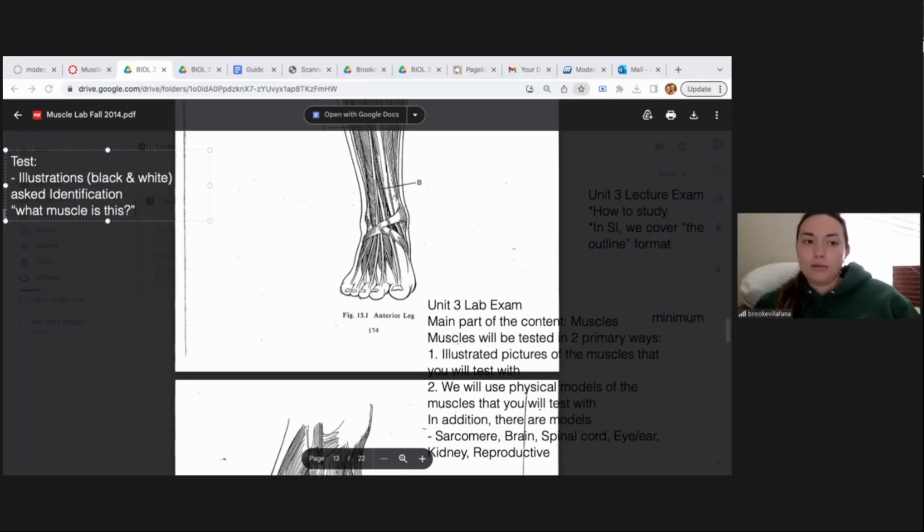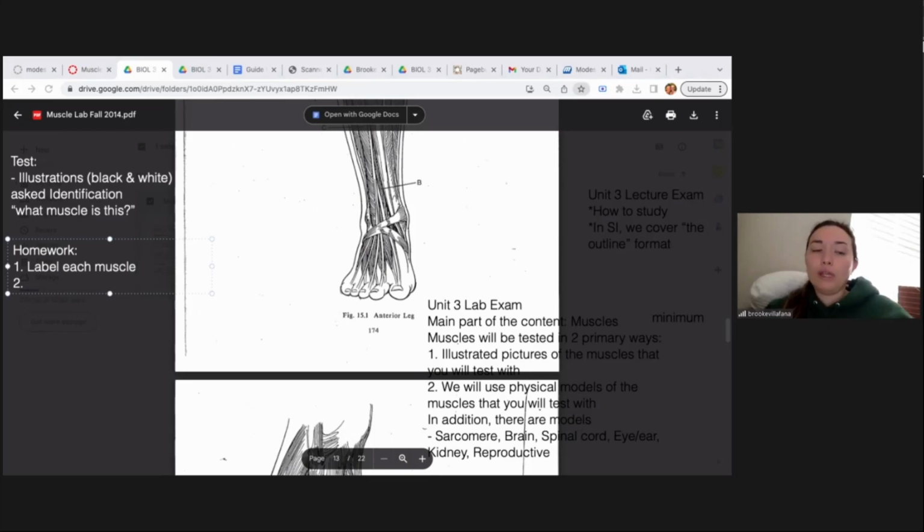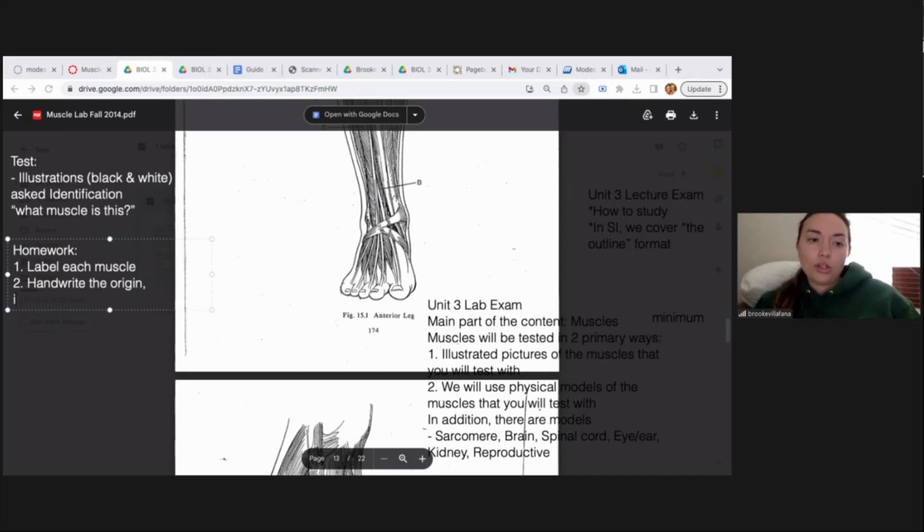Does that make sense? For your homework, which is the actual packet, you are going to identify each muscle. That means we're going to label each muscle. And then for your homework only, you have a second step. You're going to handwrite the origin, insertion, action, and innervation of each muscle.